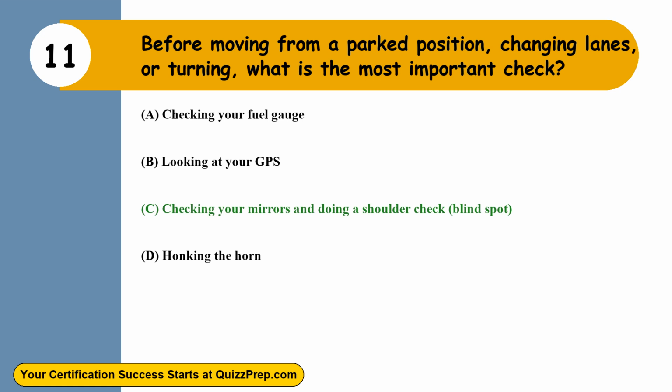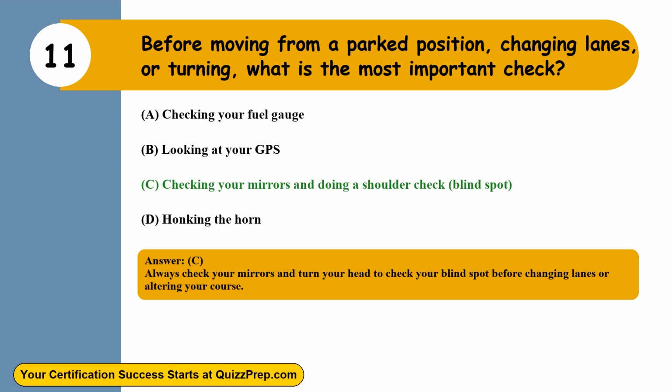The correct answer is option C, checking your mirrors and doing a shoulder check, blind spot. Always check your mirrors and turn your head to check your blind spot before changing lanes or altering your course.